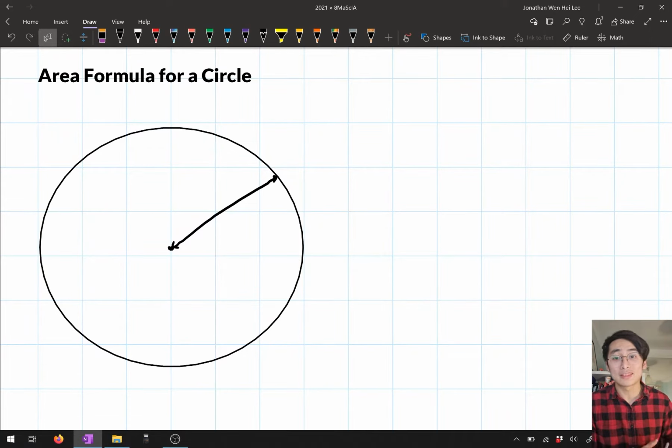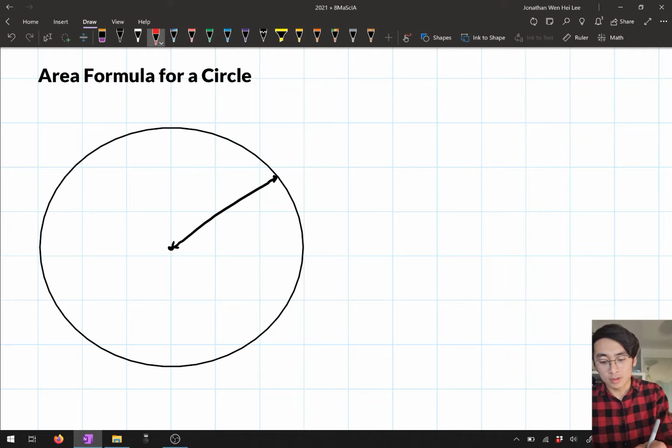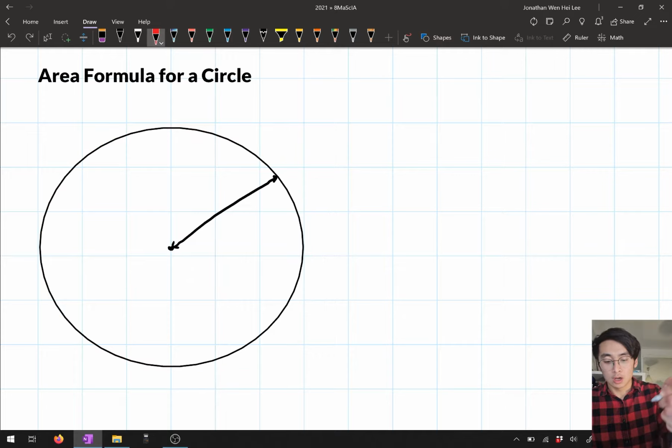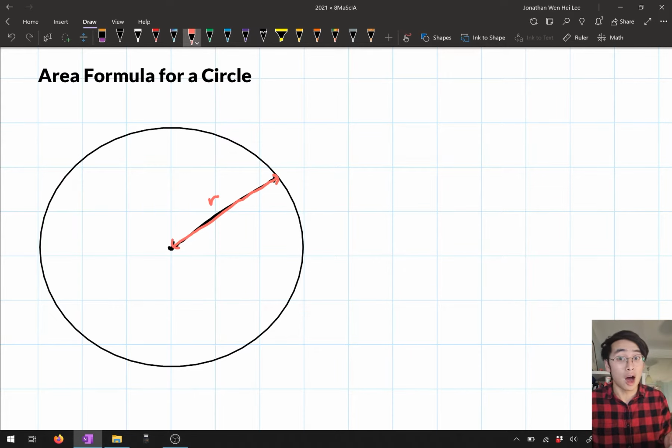Now, if you remember a couple of lessons ago, we talked about the circumference of a circle, and the circumference was the length around the outside of a circle, and we noticed that it had two formulas that we could use. And this involved two measurements in my circle. So here, this is one of those measurements. This line here, which goes from the center of my circle to the edge, we call this line, or this measurement, the radius, or r.